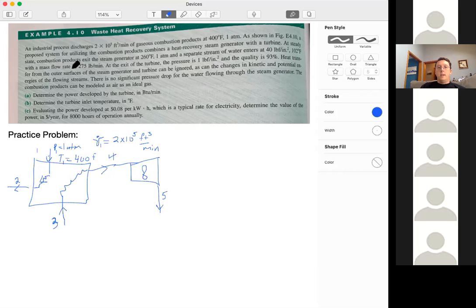So when the combustion exits the steam generator at 260 Fahrenheit, the smoke leaves at 260 Fahrenheit. And it's 1 atmosphere because it's isobaric along a heat exchanger. The entering water enters at a pressure at state 3 here, which is given as 40 psi.